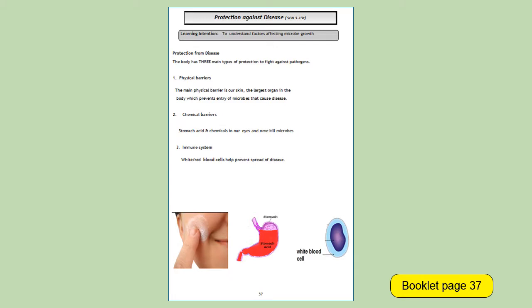Okay, so there was lots of information in that video. And the information in terms of the 3 types of protection from disease can be found on page 37 of your booklet. So if you turn to page 37 now, see if you manage to get all of those defences, the 3 main defences. So we have physical barriers, chemical barriers, and the immune system. And we're going to speak about each of those in turn. If you want to make any additional notes on page 37, then please do, but the basics of the information that you need are there.